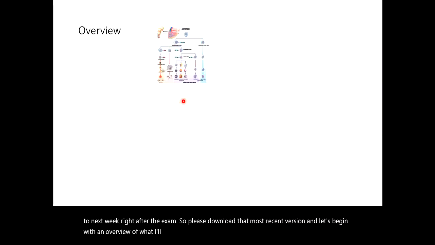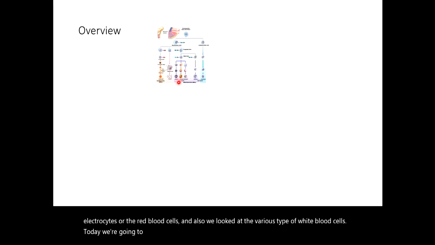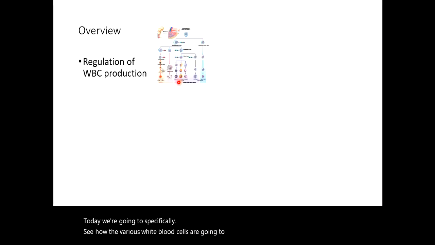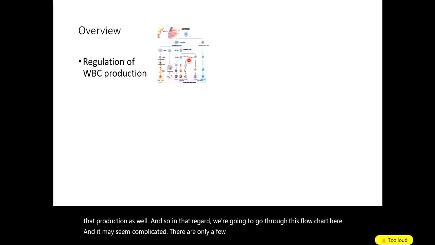Let's begin with an overview of what I'll go through today. Yesterday we were talking about the erythrocytes, or the red blood cells, and also we looked at the various types of white blood cells. Today we're going to specifically see how the various white blood cells are produced, and we'll see the regulation of their production as well. In that regard we're going to go through this flowchart here, and it may seem complicated. There are only a few things which I want you to take away from this flowchart.